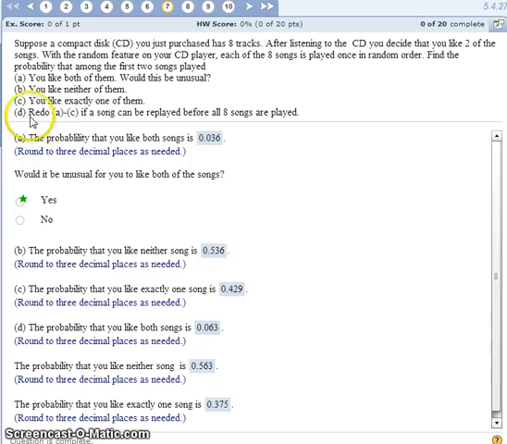For part D, we're going to redo A, B, and C, but now when we put our CD player on random, it's possible for the same song to get replayed before another song even gets played at all. So what's the probability that you like both songs?